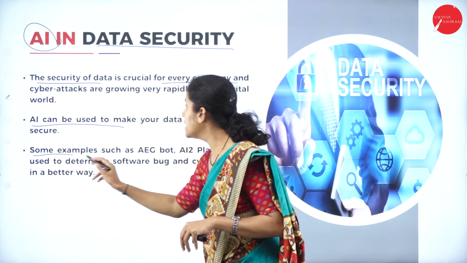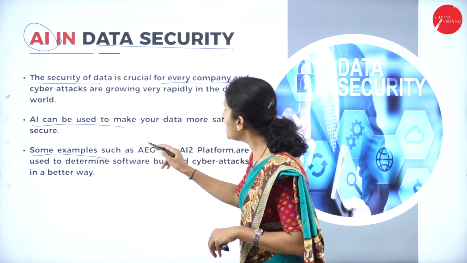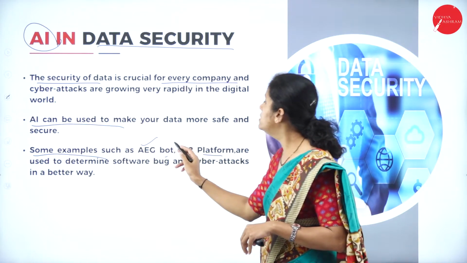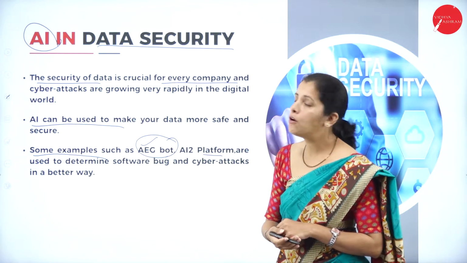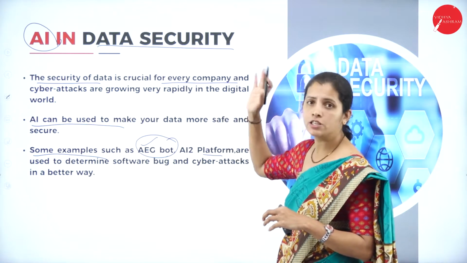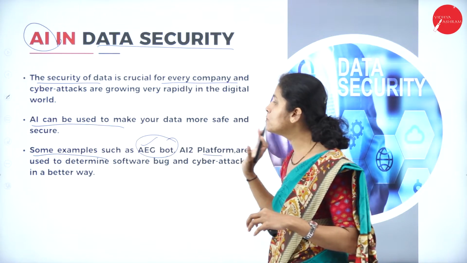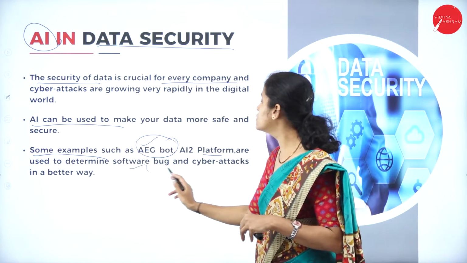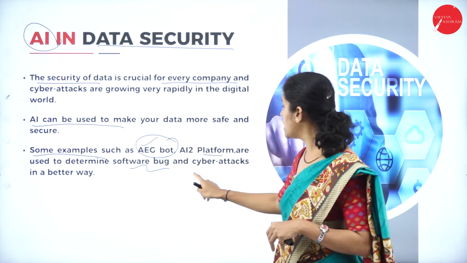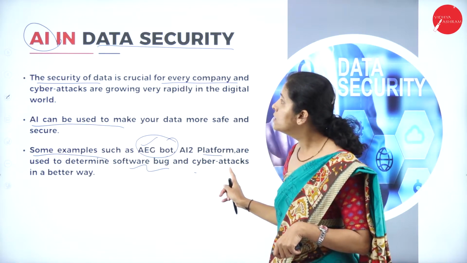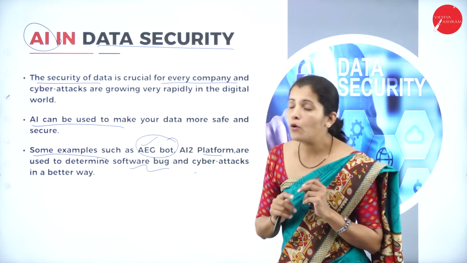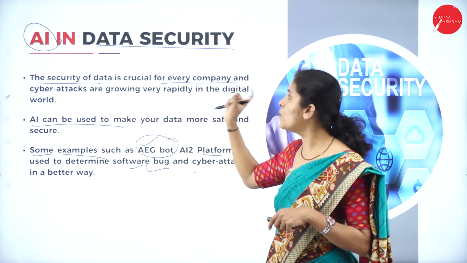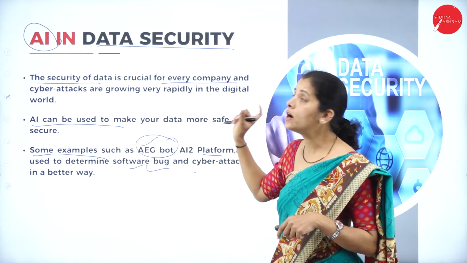Now, if I consider the example here, we have the AEG bot and the A12 platform, and these two are examples of AI in data security. These two are responsible for providing data security as well as determining software bugs as well as cyber attacks. Now, AI plays a very important role in data security. So what is data security? It provides security for your asset or data.